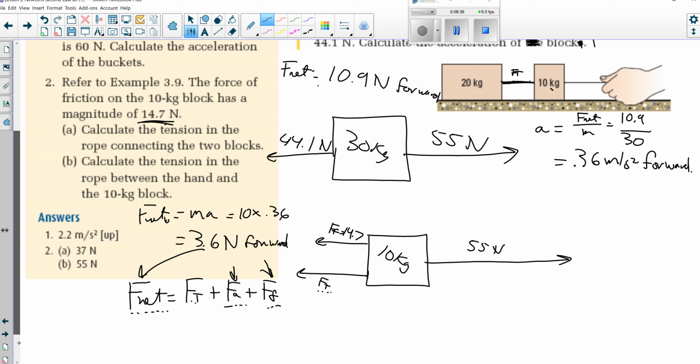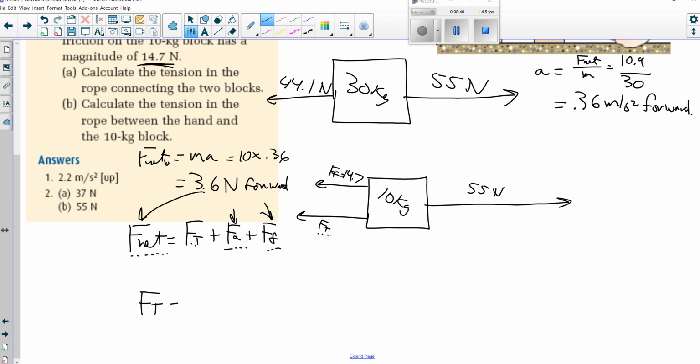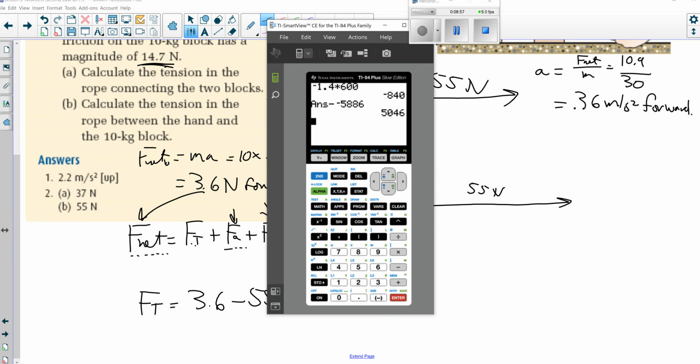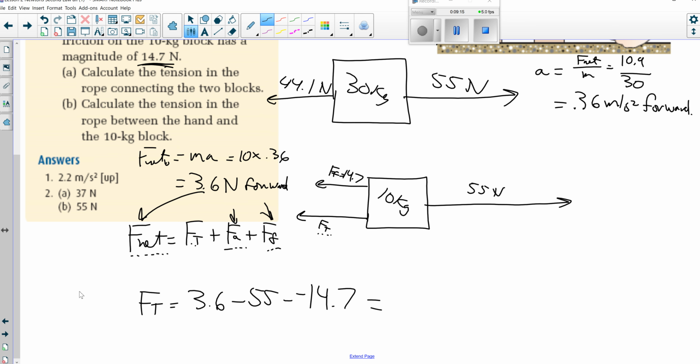So I would simply go, the force of tension is going to be the net force, 3.6, minus the applied force, 55, minus the force of friction, which is backwards, so I have to make it negative. That will give me my force of tension between the blocks. So 3.6 minus 55 minus negative 14.7 gives 37 newtons. The rope connecting the blocks is pulling back on the 10 kilogram block with a force of 37 newtons. That was the way we went over yesterday.